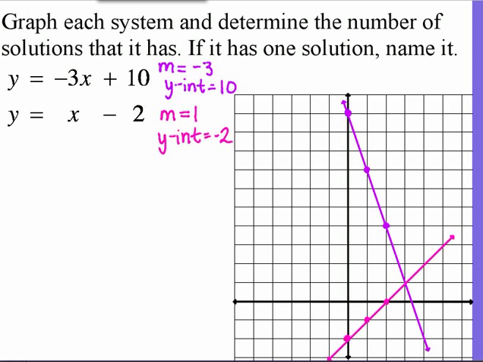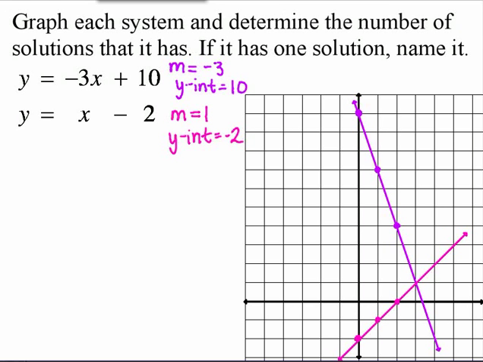Ooh. What do you know about this? Yep, it has one solution. Now what they want us to do is they say if it has one solution, they want us to name it. So the solution here is this point. What are the coordinates of that point? 3, 1. So first of all, it has one solution, and the solution is at 3, 1.